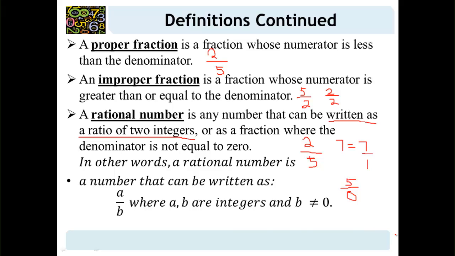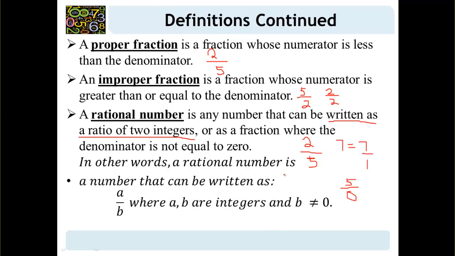Now, if you try to do this in your calculator, if you try to do 5 divided by 0, you will see that it results in an error. So, you can't divide 5 by 0. You can't divide something by nothing. You cannot do that. So, in this case, this is not a rational number. Just note this. It's not a rational number.